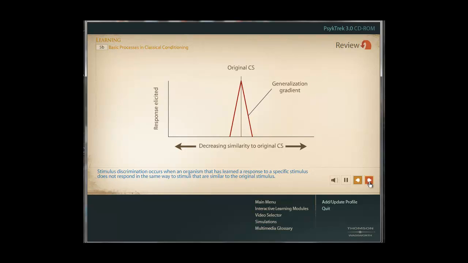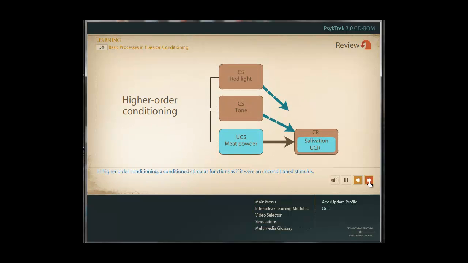Stimulus discrimination occurs when an organism that has learned a response to a specific stimulus does not respond in the same way to stimuli that are similar to the original stimulus. In higher order conditioning, a conditioned stimulus functions as if it were an unconditioned stimulus.